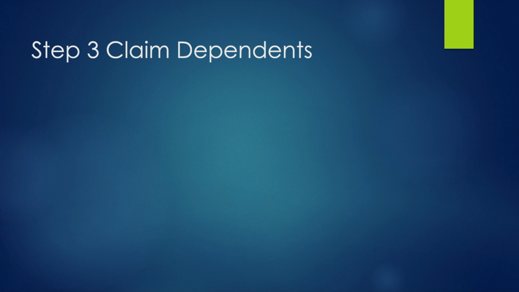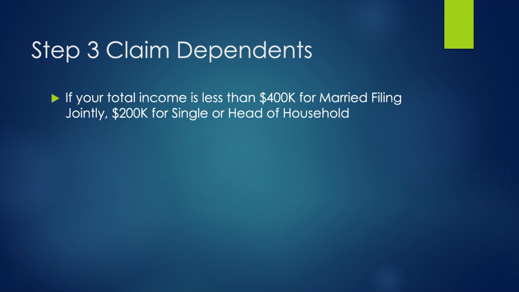Now in step 3, we're going to claim dependents. We're going to group dependents into 2 categories, those that are under 17 that are qualifying children, and then all other dependents. But before we do that, this is important to note, if your total income is less than $400,000 if you're married filing jointly, or $200,000 if you're single or head of household, then you still get to claim the dependent deduction. If your income exceeds those 2 limits, then you do not get to claim a deduction for dependents.